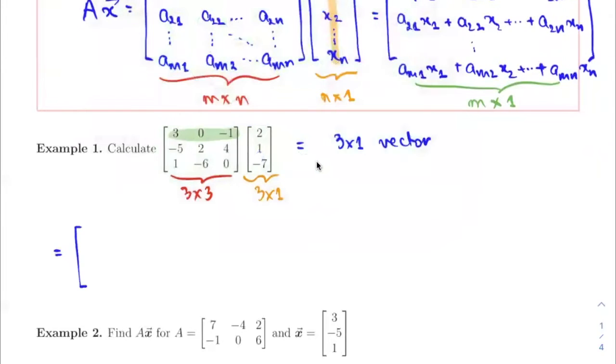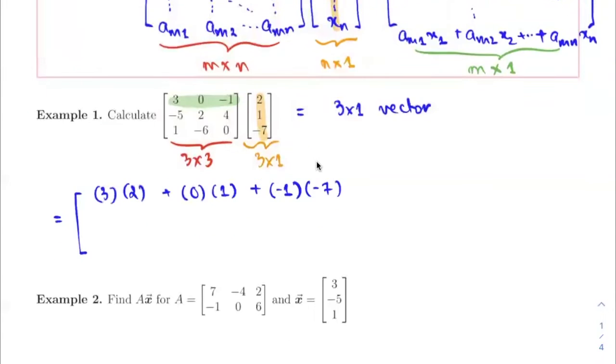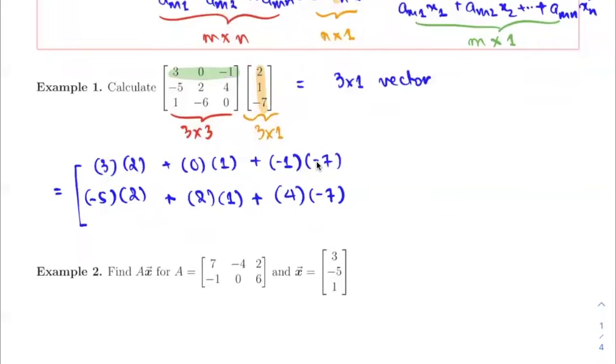So what you can do is that for the first component, you take the first row and combine with the column vector. You have 3 times 2 plus 0 times 1 plus -1 times -7. For the second entry, you take the second row of the matrix and combine with the column vector. You have -5 times 2 plus 2 times 1 plus 4 times -7. And for the third component, you take the third row of the matrix, combined with the column vector.